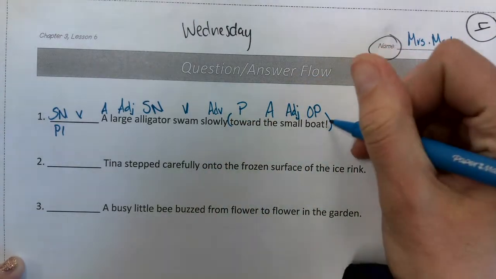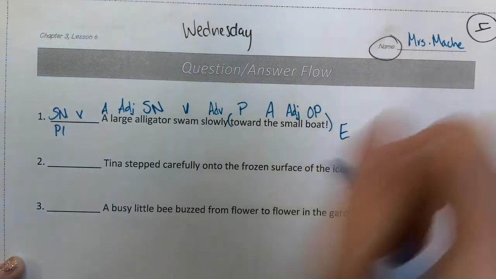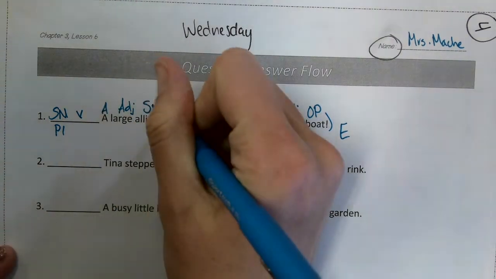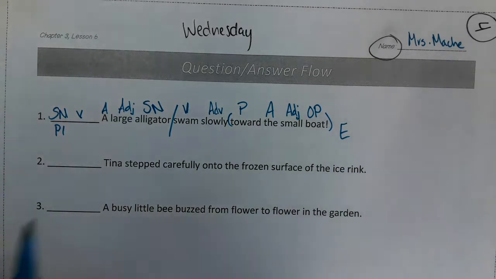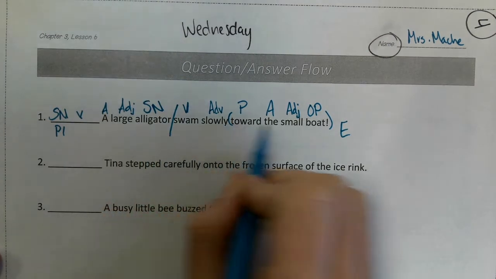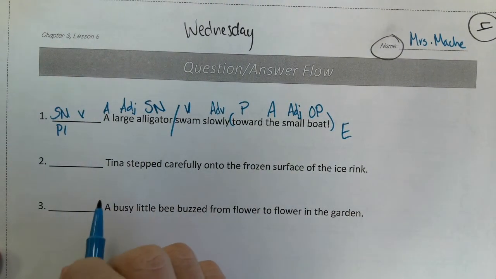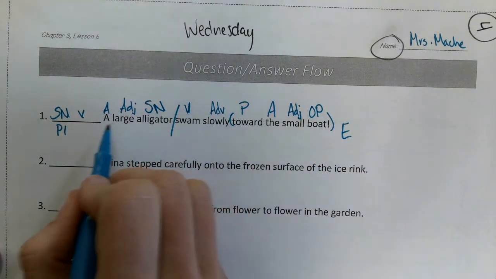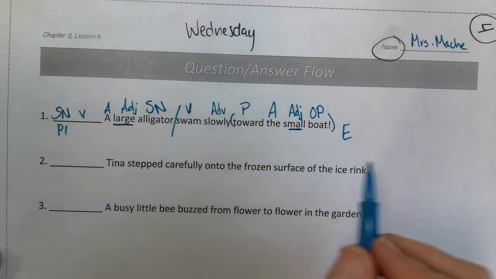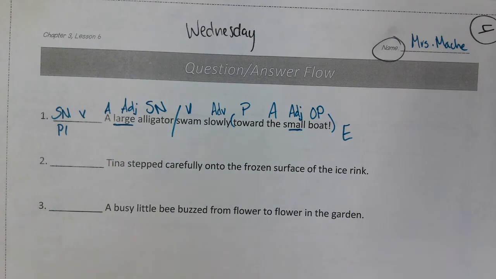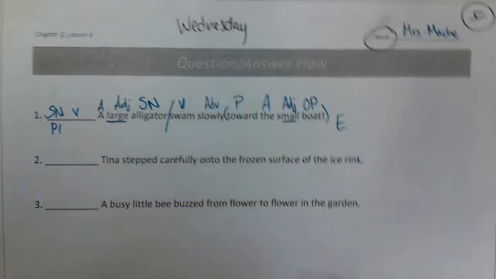Prepositional phrase. Exclamation point. Strong feeling. Exclamatory sentence. Go back to the verb. Divide the complete subject from the complete predicate. Notice how the author of this sentence added more detail to make it more interesting, right? He didn't just say an alligator swam towards a boat, right? But to make it an exclamatory sentence, he said the large alligator went towards the small boat, right? Big alligator, small boat. Doesn't sound like a good spot to be in.